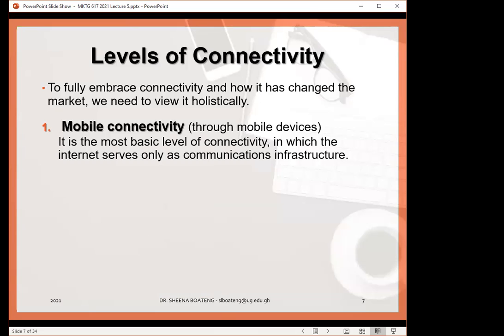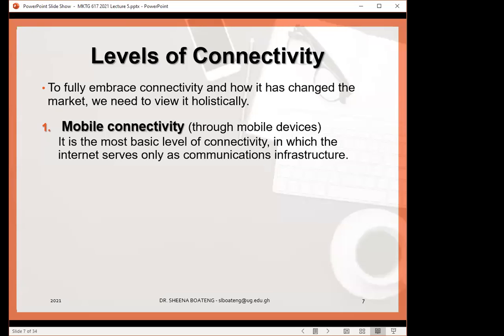And here we are talking about that segment of the customer base that is connected solely through mobile devices. And this is the most basic level of connectivity in which the internet serves only as a source of communication or some form of communications infrastructure. So they use it to make and receive phone calls. They use it to perhaps check their balances on their banking apps. They use it to send emails and receive emails. Mainly basic communication infrastructure. And that is what happens at the level of mobile connectivity.